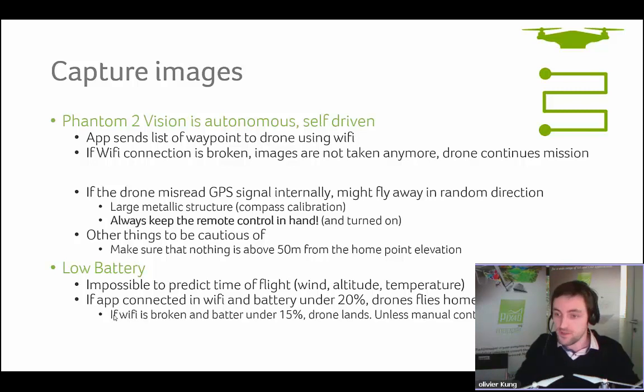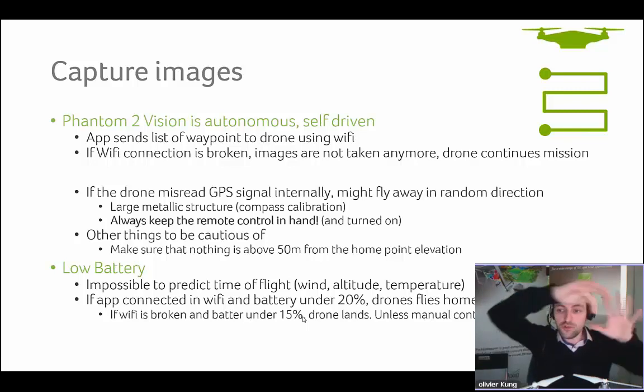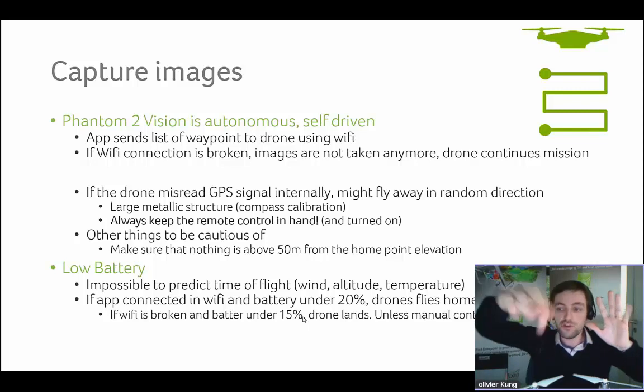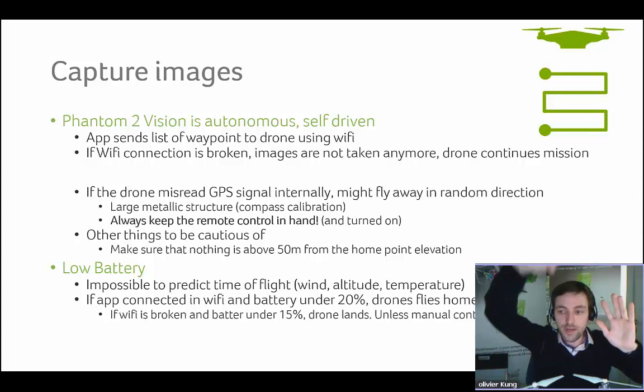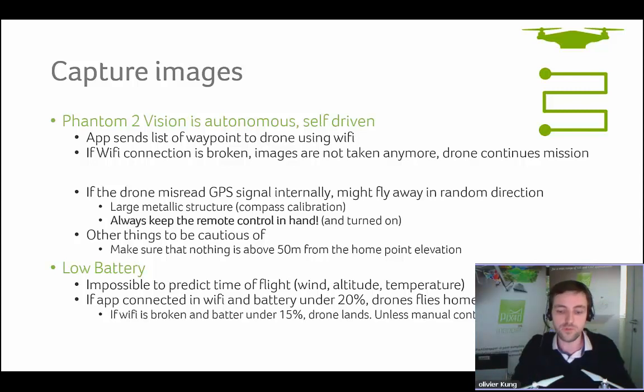However, if for some reason maybe you turned off the phone, or you have lots of interference, the Wi-Fi is broken and the battery is under 15% of charge, then the drone is going to land right where it is. It's not going to attempt to come back home. It's going to go down by itself. So for example, if you fly over a dangerous area or anything like that, and your battery is really low and the Wi-Fi is broken, then this is really a time where you should take back manual control. And by taking manual control, all that I just said doesn't apply anymore, and you can do whatever you want, like bring it back to a safe place.